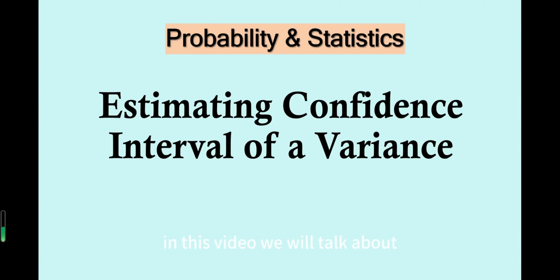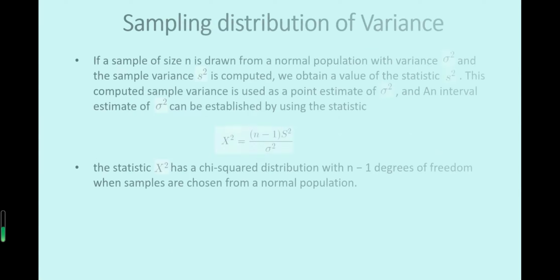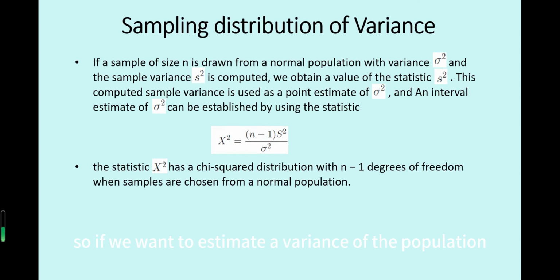In this video, we will talk about estimating the confidence interval of a variance. Say if we want to estimate a variance of the population, we can use the sample variance S squared, which is a point estimate of the population variance sigma squared.